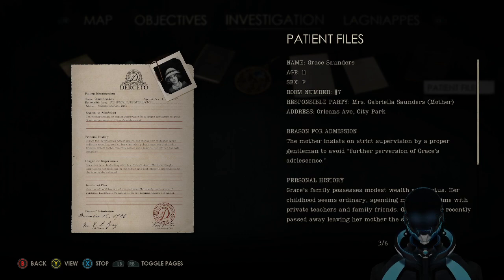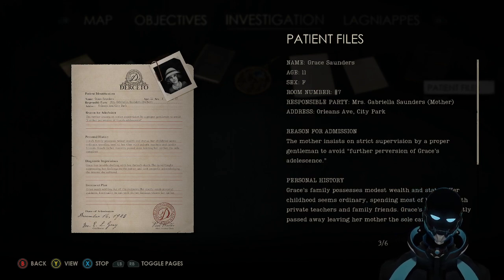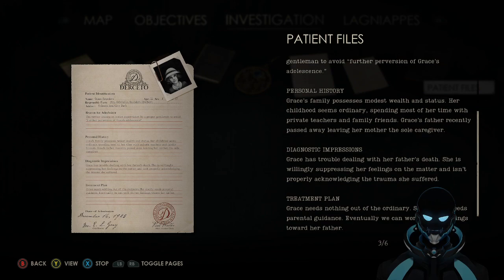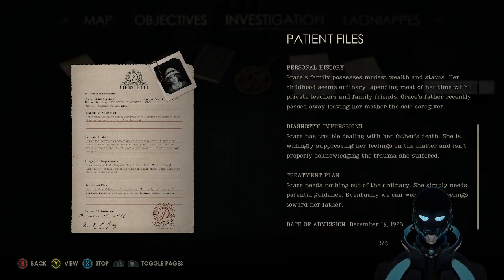Grace Saunders, 11 years old. Reason for admission? The mother insists on strict supervision by a proper gentleman to avoid further perversion of Grace's adolescence. Personal history? Grace's family possesses modest wealth and status. Her childhood seems ordinary, spending most of her time with private teachers and family friends. Grace's father recently passed away, leaving her mother the sole caregiver.